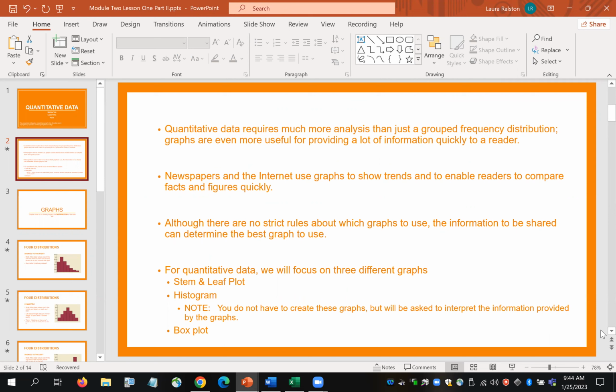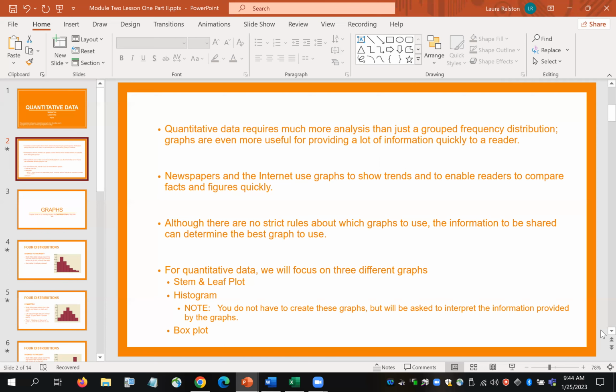And graphs can be even more useful to provide lots of information to your audience, to your reader, very quickly. If you think about it, a lot of newspapers and the internet, even on television, they're going to use graphs because they're easier to see trends, whether something is increasing, decreasing, or staying the same. It also allows people to compare things, facts and figures, very quickly.